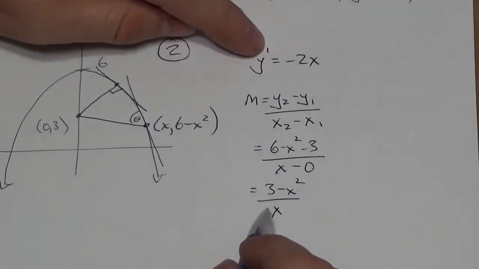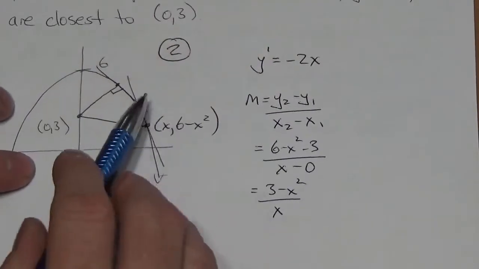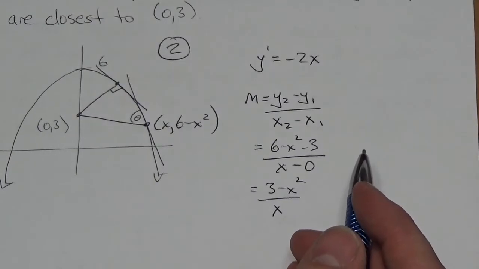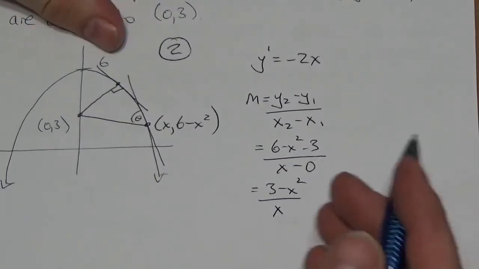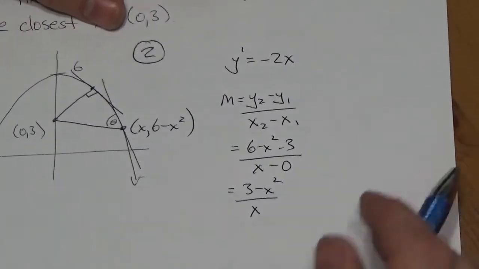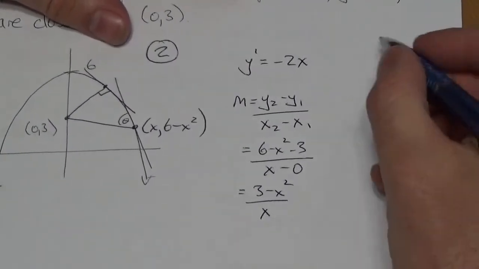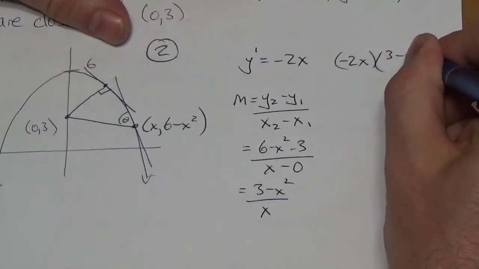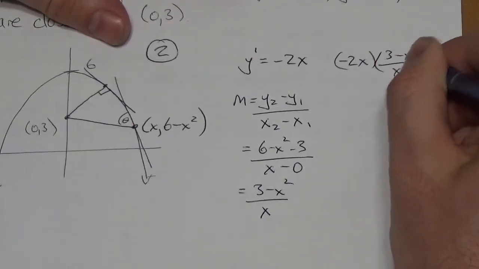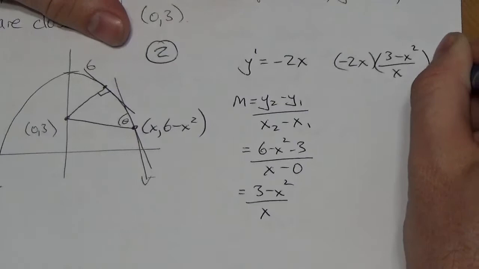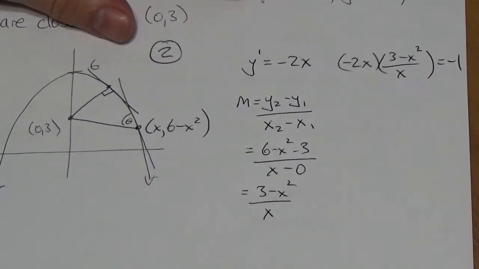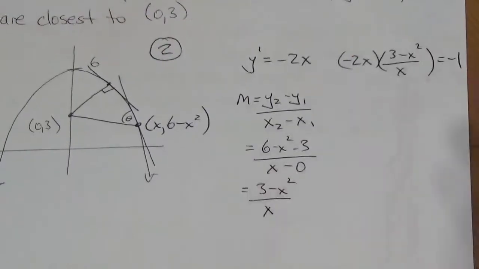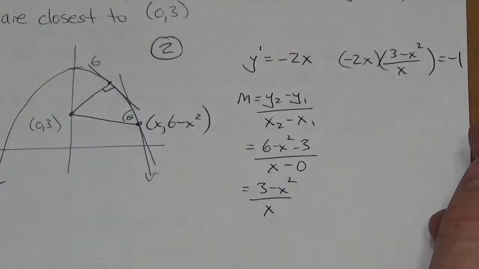Now, these two are not equal to each other. I mean, they're clearly not equal to each other. They're perpendicular to each other. But it's the fact that they're perpendicular to each other that we're going to now utilize. Because when two line segments are perpendicular to each other, the product of their slopes is going to be negative 1. And now once we've got this equation set up, now we've got something we can solve here.